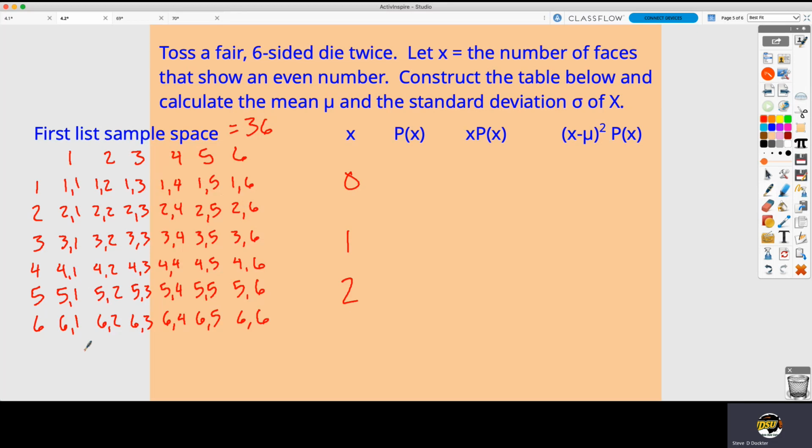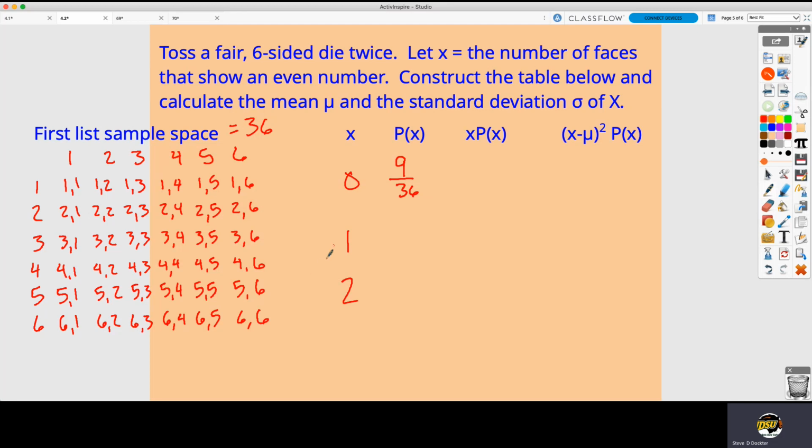Now what we have to do is figure out the probability of having neither one of the dice being even. So we count these up. This one, neither one of them's even. 2, 3. These would all have at least one even. So 4, 5, 6, 7, 8, 9. So the probability of having 0 even numbers would be 9 out of 36. Now you can change that to a decimal if you want, or a percentage if you want. It's up to you.